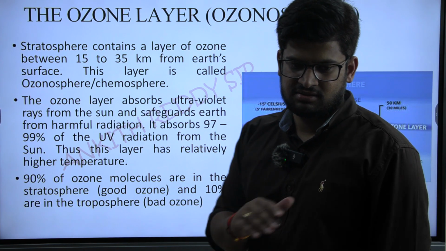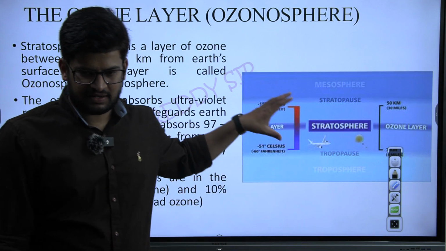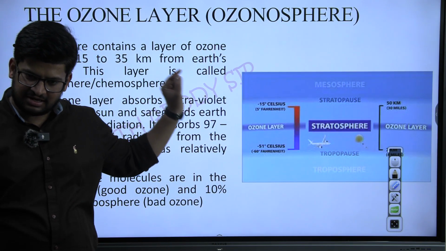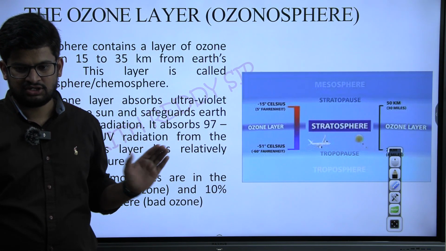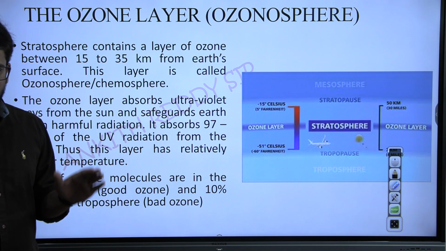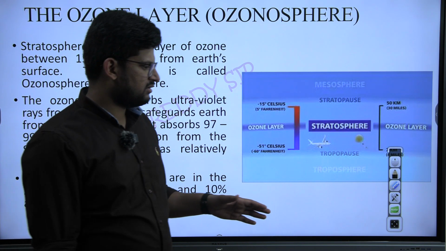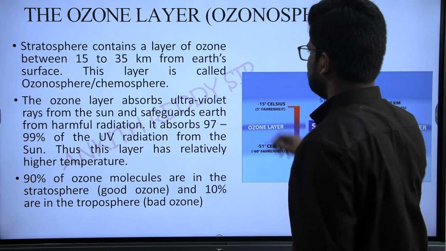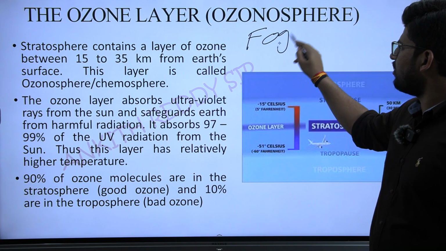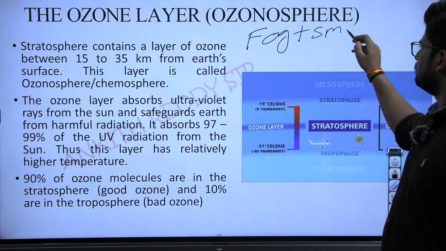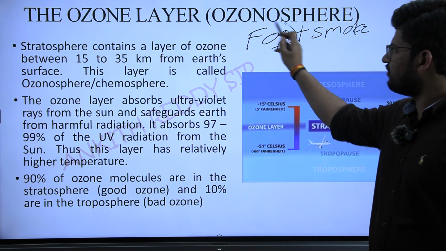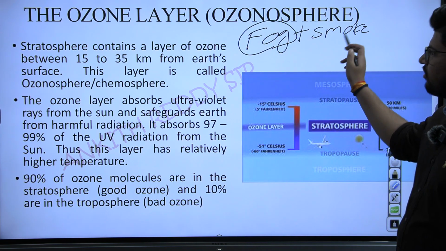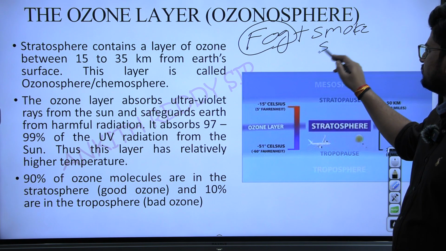We have also discussed that if ozone is in the stratosphere, it is good. It protects us from UV radiation. But because of pollution in winters, you see the formation of fog, and this fog plus smoke forms smog.